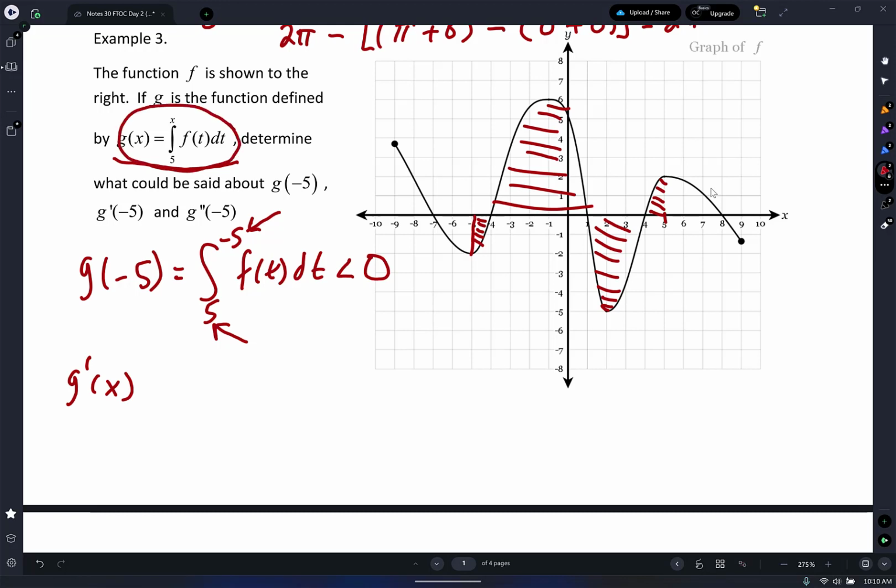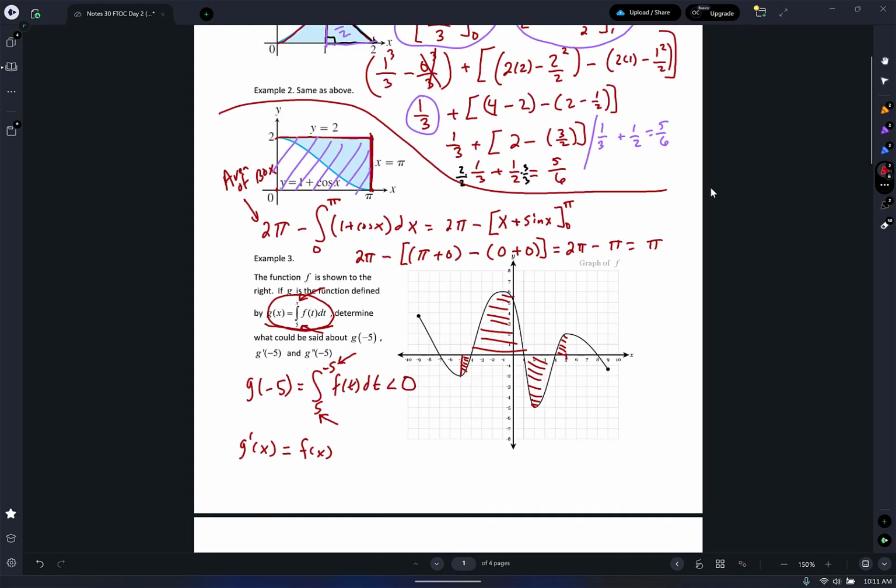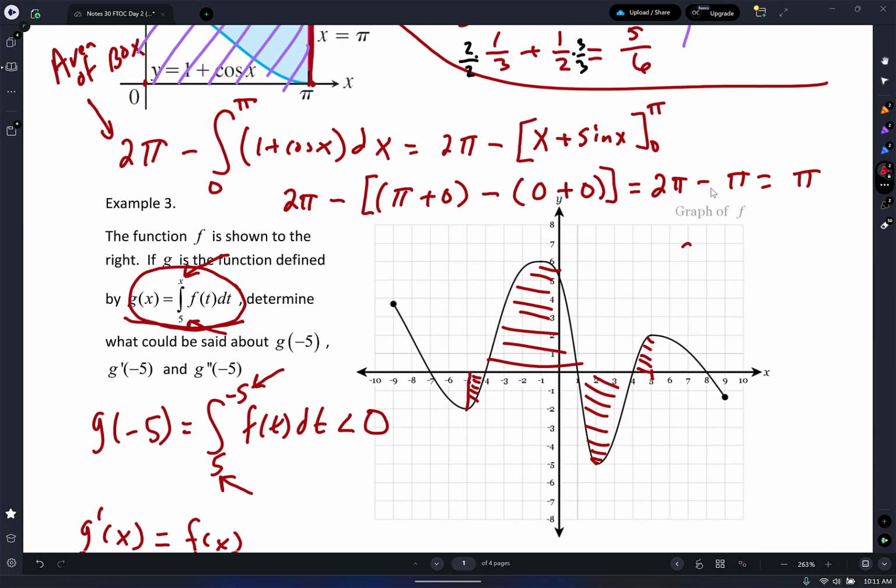Do you see an x at the top as the top limit? Do you see a constant in the bottom? So I can say that g prime of x is the same as f of x. That's the fundamental theorem of calculus part 1 that we did last week on Friday. Cool or not cool? So this graph that you're looking at, even though it says f, is also g prime. So you're looking at the derivative. Cool or not cool?